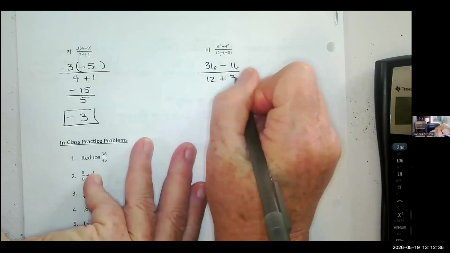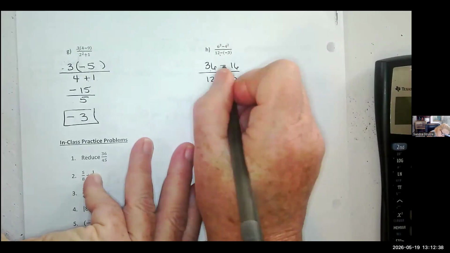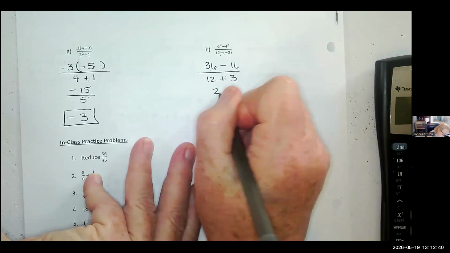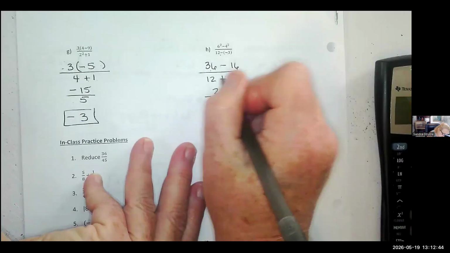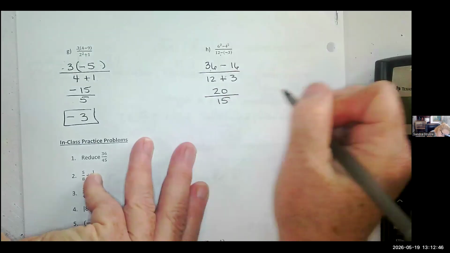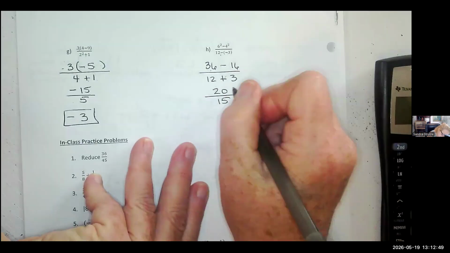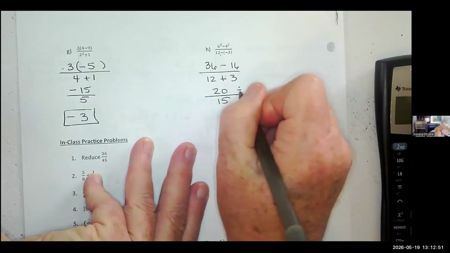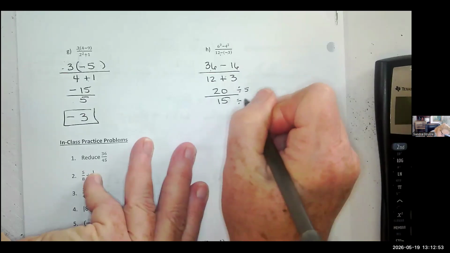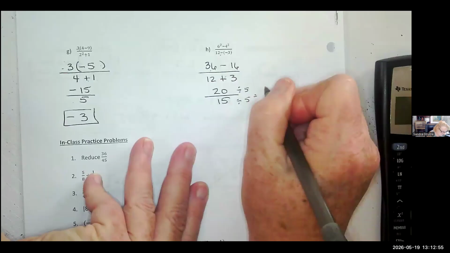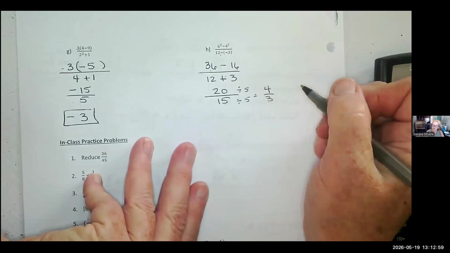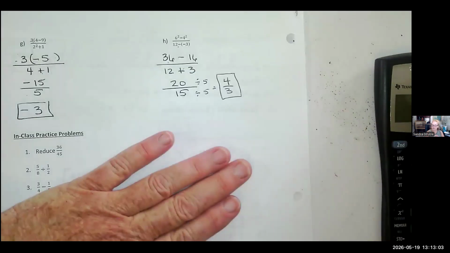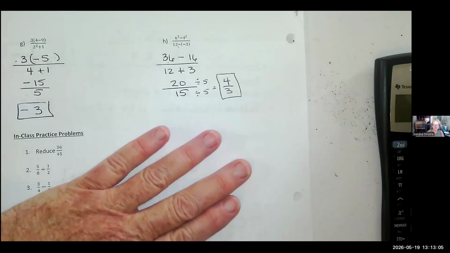36 minus 16 is 20. Over 12 plus 3 is 15. These both can be reduced by 5. 20 divided by 5 is 4. 15 divided by 5 is 3. Remember how to change from an improper fraction to a mixed number. This is just bringing back in what we did before.